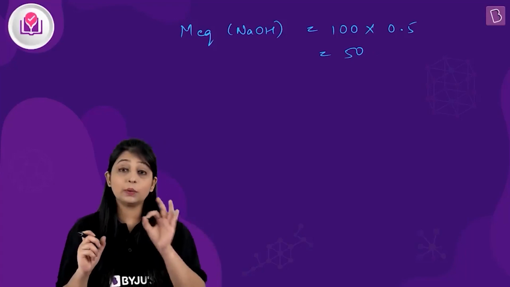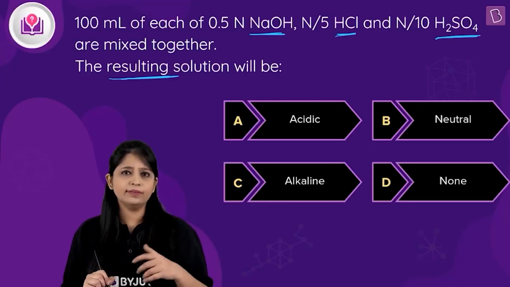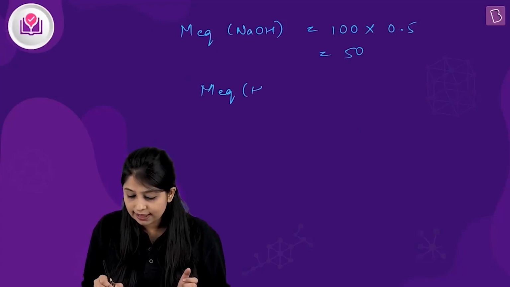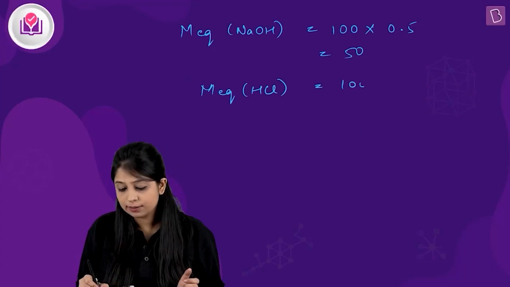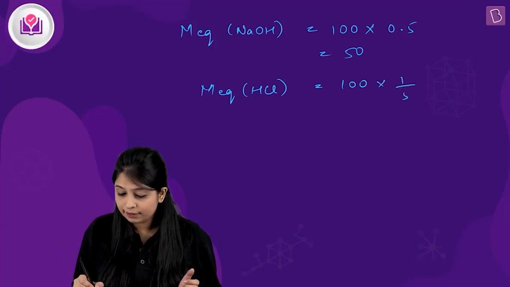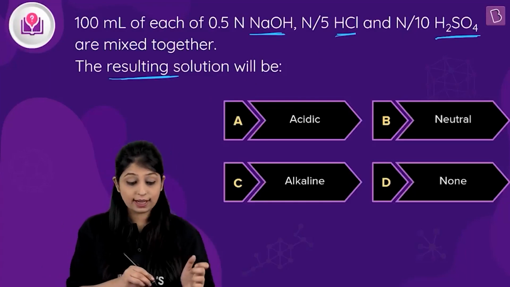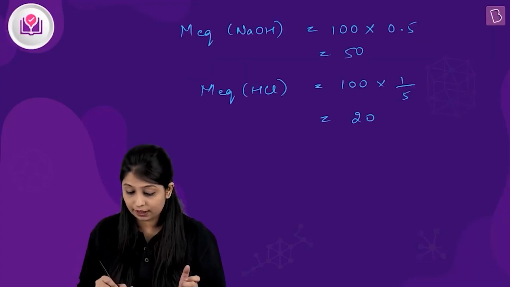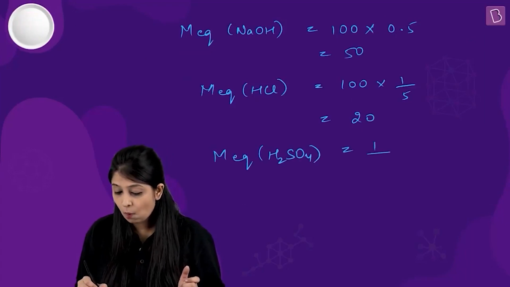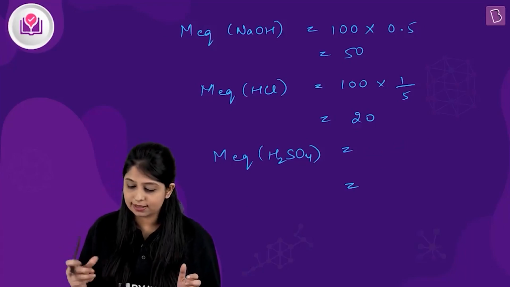So the milliequivalents of NaOH is 50, okay? Next we have N by 5 HCl. So milliequivalents of HCl will be 100 milliliters, because that's the volume for all these 3 solutions, into 1 by 5. That is 20 milliequivalents. What about H2SO4? That is N by 10. Milliequivalents of H2SO4 is 1 by 10 into 100, right? I can write it as 100 into 1 by 10 as well. It's the same thing.